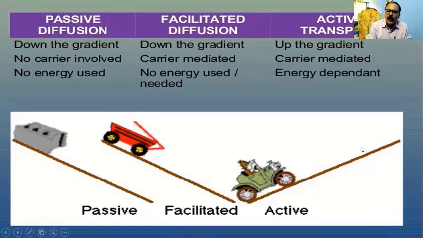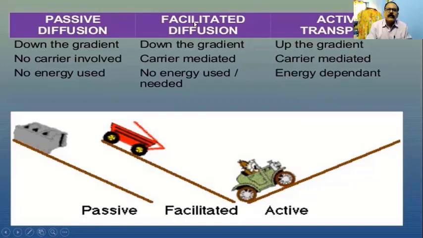Active transportation means an uphill task. It is going upwards, an upward gradient, and you need a carrier. If you have a carrier like wheels, it will go easily, and if you use energy, it will go actively. So this is passive, this is active. What is the difference? Passive is a down gradient, with no carrier and no energy. Whereas active is an uphill task, and you need a carrier and also energy.